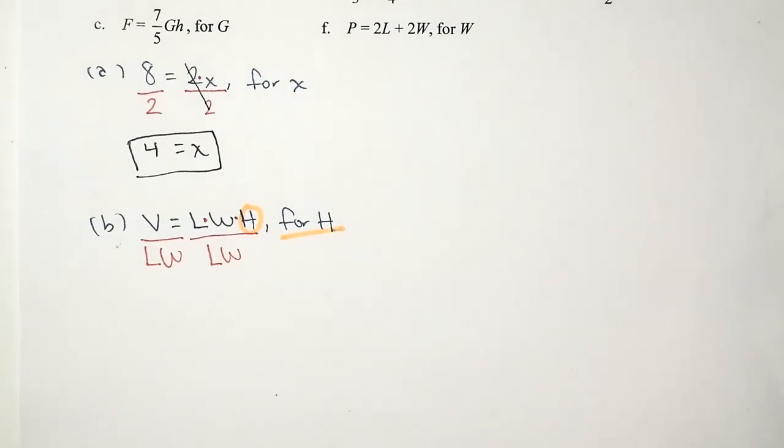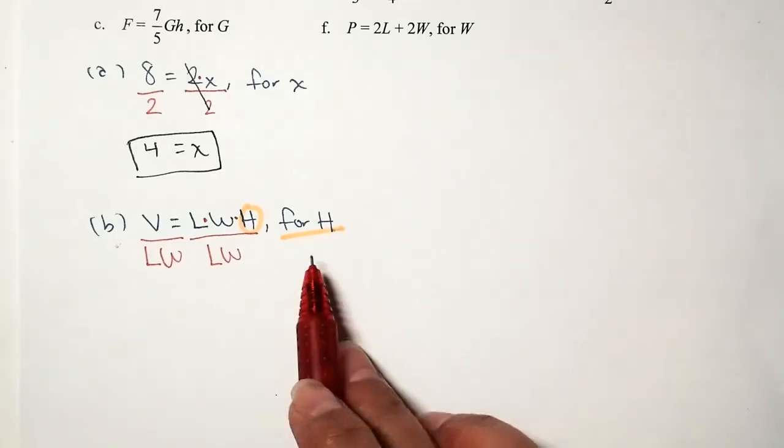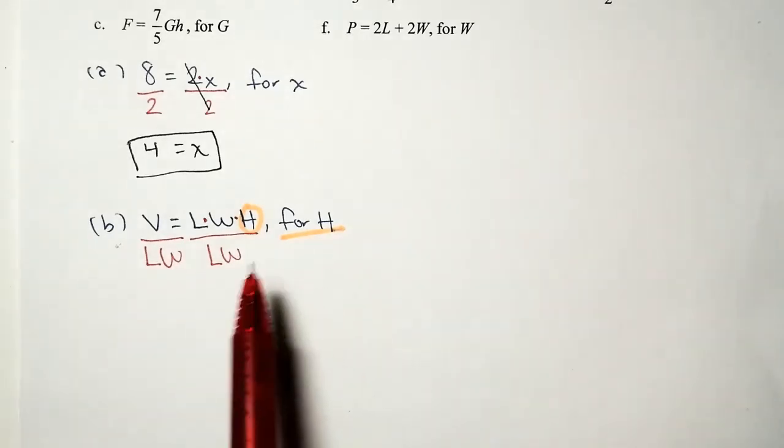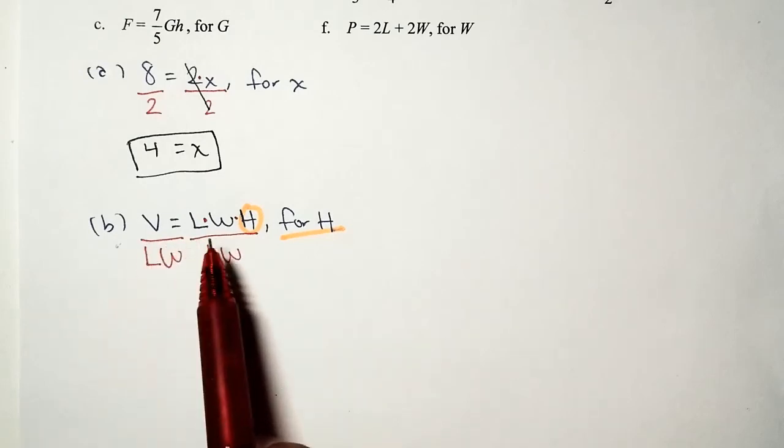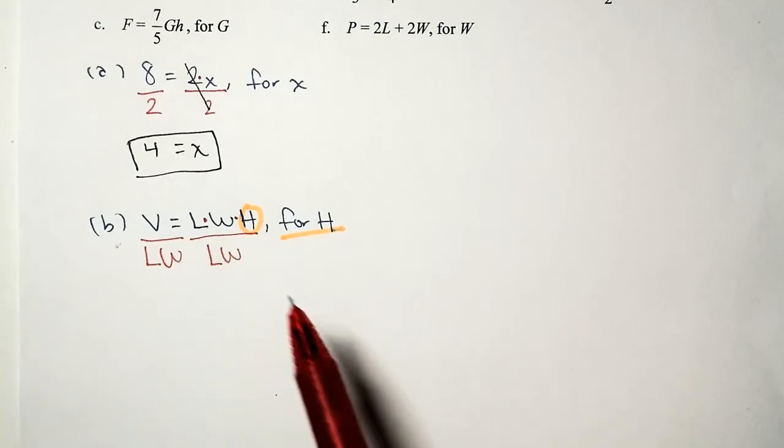Again, to solve a literal equation, one, identify the variable that you're solving for, and then two, treat the other letters as if they were numbers, and just undo the operation. To get rid of a times, divide. To get rid of a plus, you subtract.